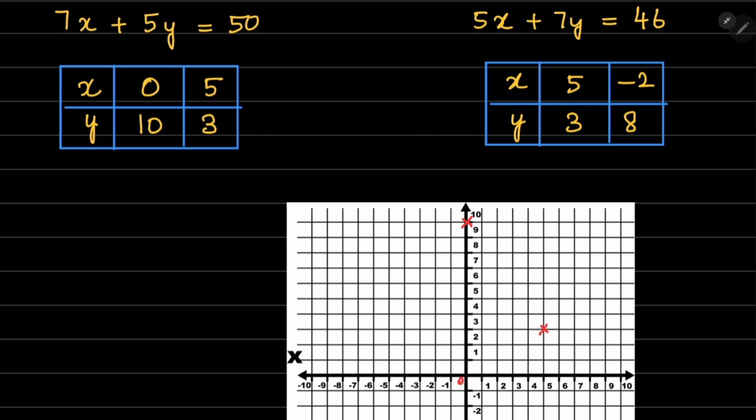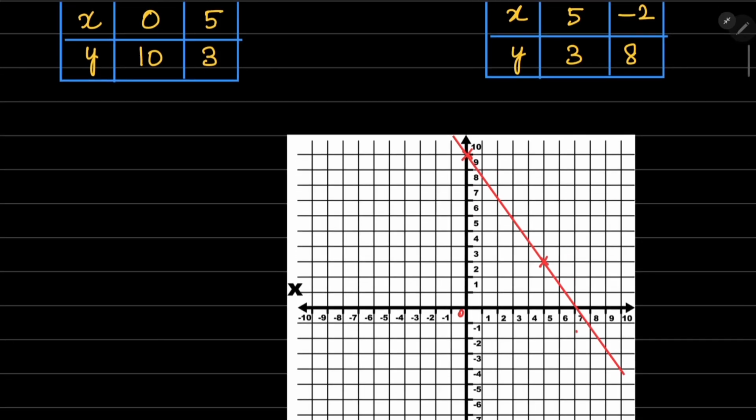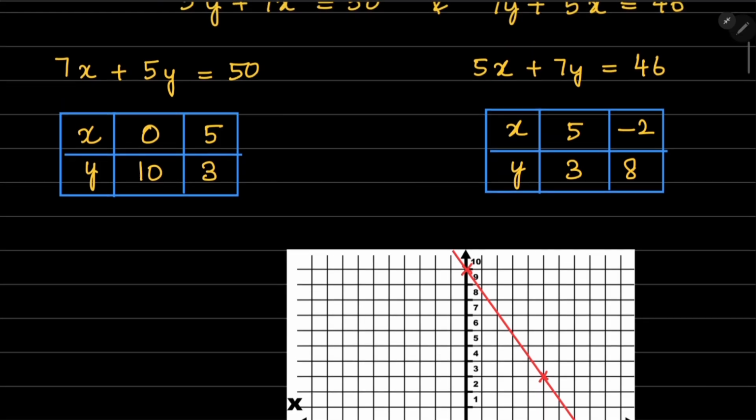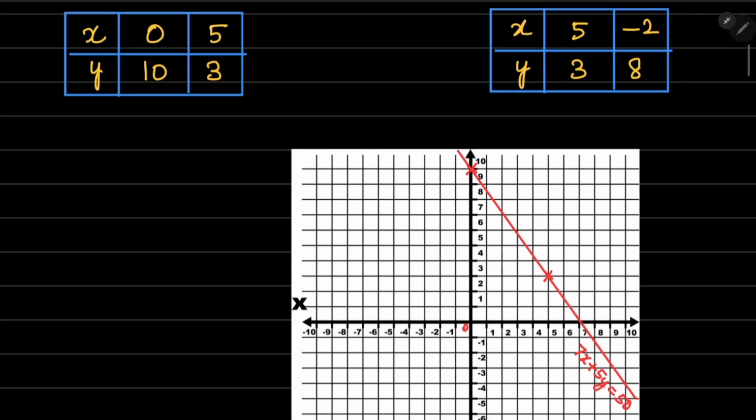Right, let me draw a straight line joining the 2 points, because you can probably take another point as well. So this is your straight line graph. Now, on top of the line, what should you write here? As I told you, 7x plus 5y equal to 50. You should always make sure you write the equation.